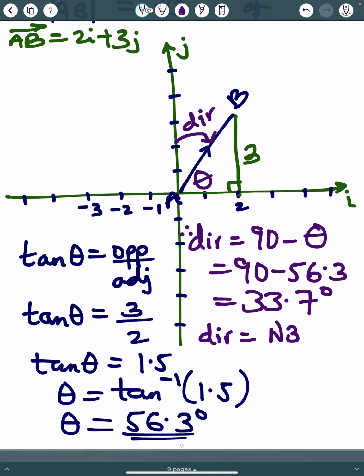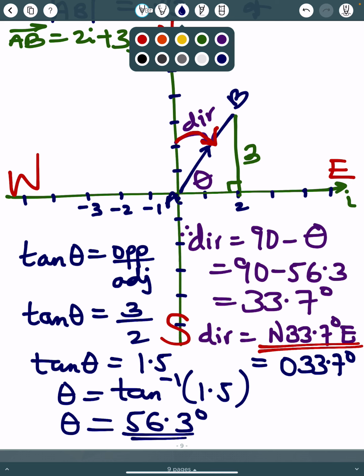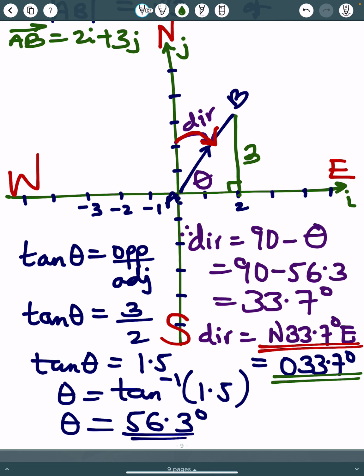So the direction of the vector, I can write it as north 33.7 degrees east, because this is the north axis, this is the east axis, this is the west, this is the south. So I can write it as a direction from north towards east, if I like. That's if I'm using acute angle bearing or direction. I can also write it as direction is equal to 033.7 degrees. That's if I'm writing in 3-digit form. So they all mean the same thing.